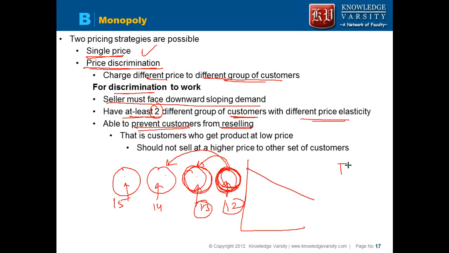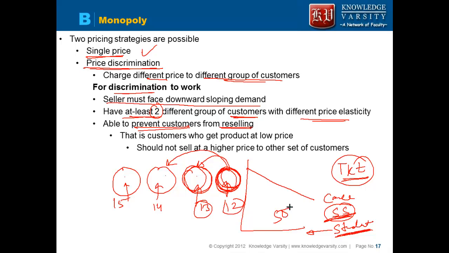Think about how the train ticket works. Railways is a monopoly, and you have some concession for senior citizens, some concession for students. They know that senior citizens and students are not able to pay a lot, their elasticity is different, they will travel if given a lower fare. But a student who is buying at a 50% concession will not be able to sell the ticket to somebody else because the ticket is in his name. So you are preventing the customer from selling the product to somebody who can pay more.